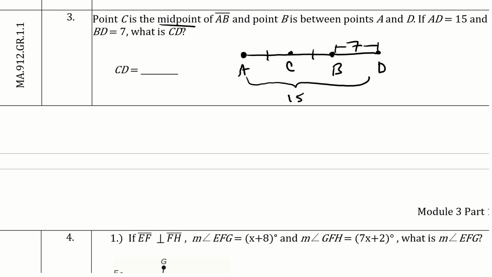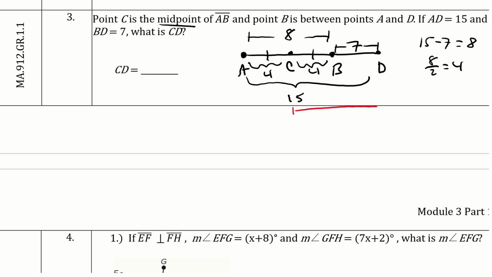What is CD? Well, that means that from here to here has to be 8 because 15 take away 7 is 8, right? And then if C is in the middle, then that means that from here to here is 4, right? Because half of 8. So then this is 4 on either side. And then we want to find CD, right? So if we want to get CD, which is from here to here, well, this is going to be 4 plus 7, right? And so it's got to be 11. So CD has to be 11.